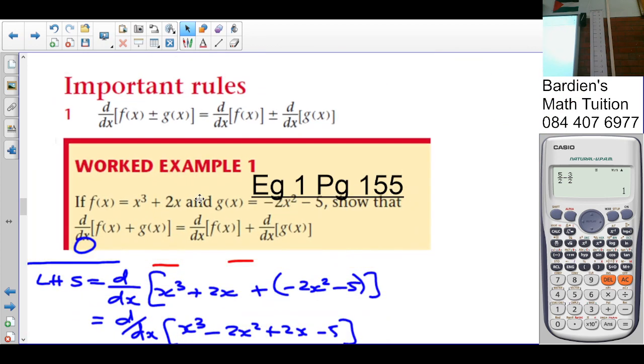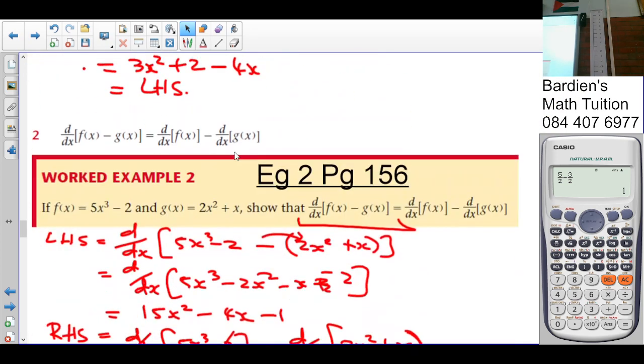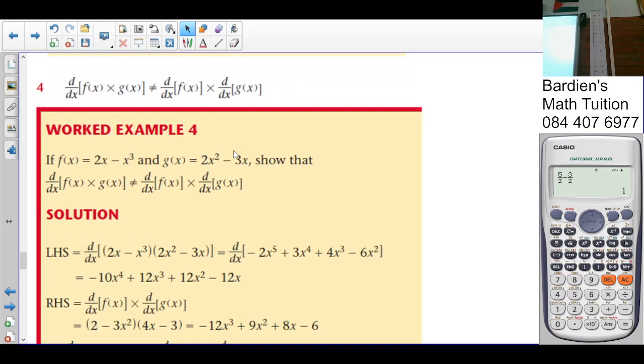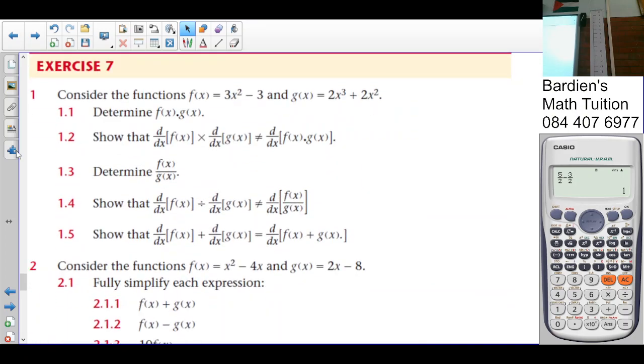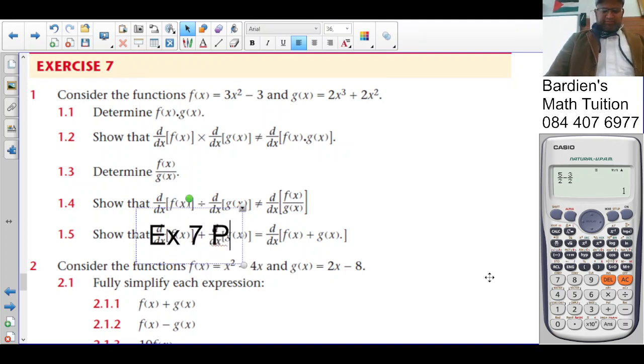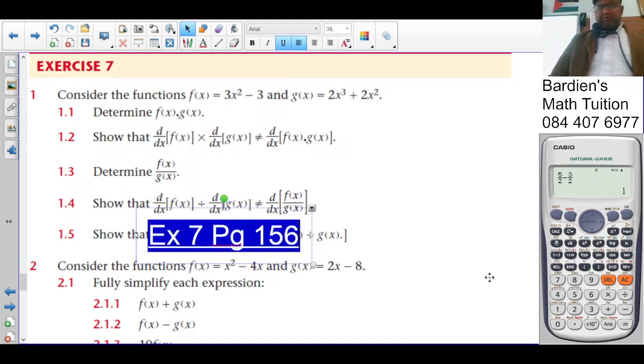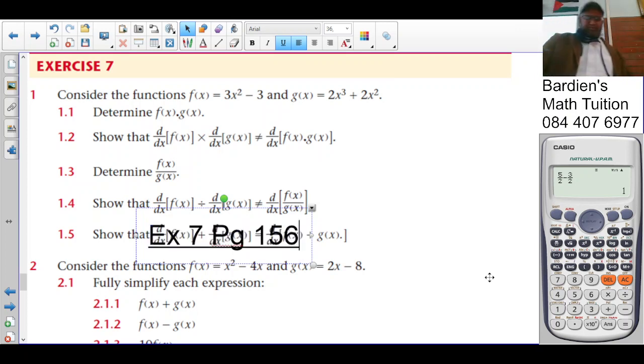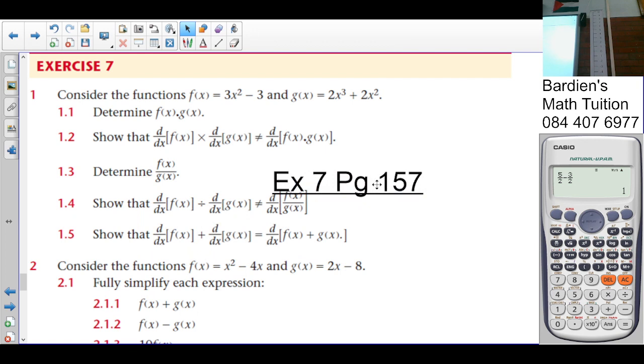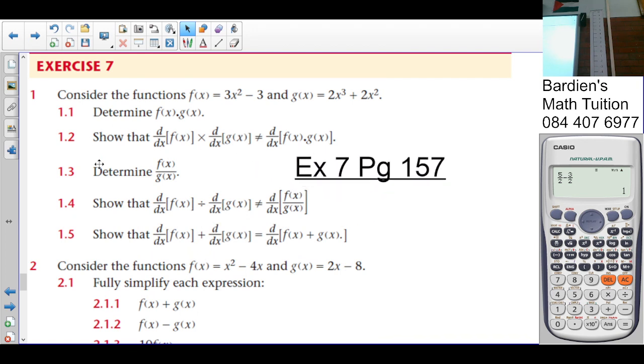Alright, so that brings us now to important rules. We did the examples out of this. We spoke about all the examples. You had to do exercise 7 on page, exercise 7, page 156. Sorry? 157. Okay. Alright, any problems with number 1? 1.2.